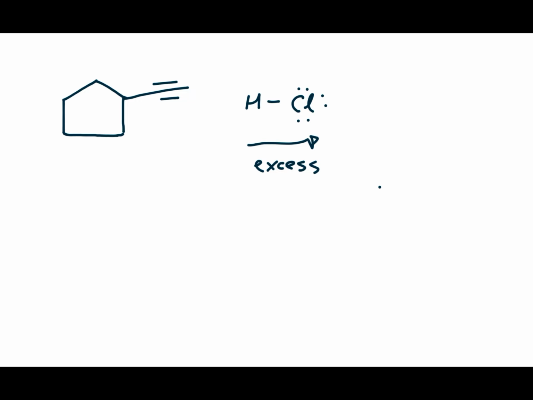Oh, the lone pairs are not really working right now, but that's okay. We can pretend they're all there. This attacks the carbocation, and this leads to a new bond. Oh, suddenly I can't draw anymore.